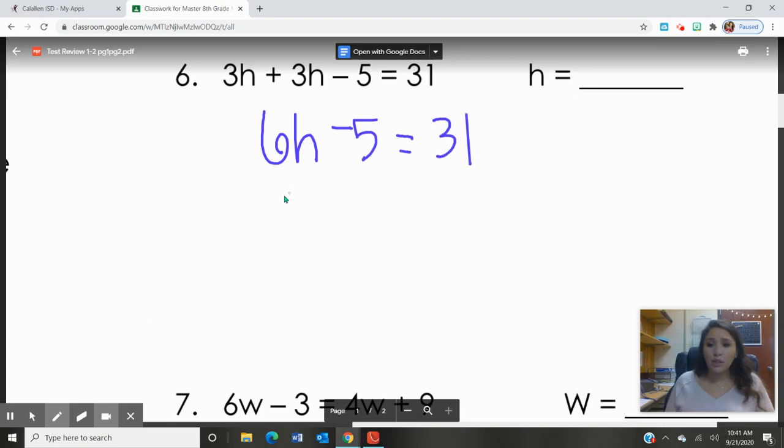Okay, now I need to see what number is being added or subtracted to my variable, and that number is 5. And right now it's being subtracted, so I have to add 5 to both sides.